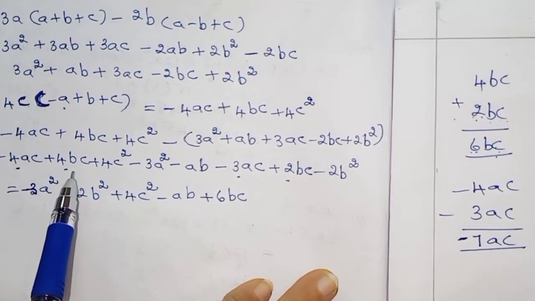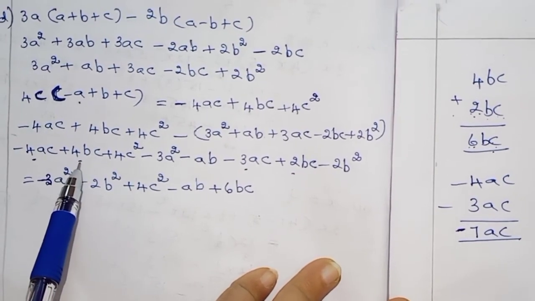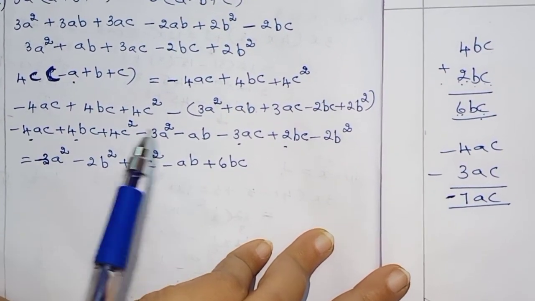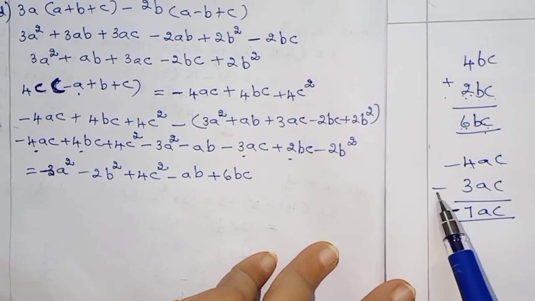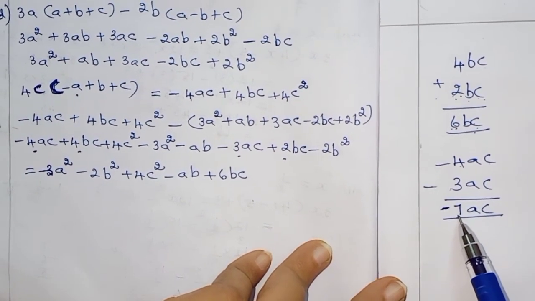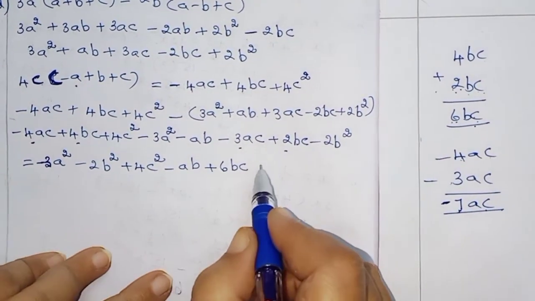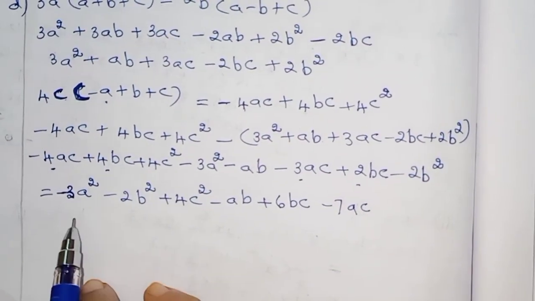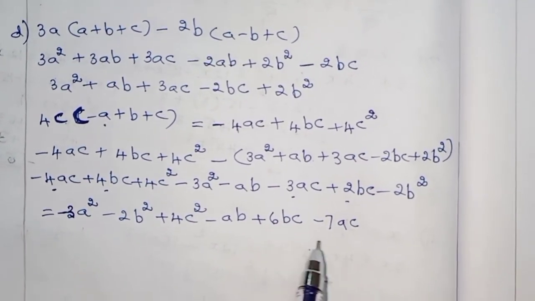Then what are the other like terms? What is meant by like terms? Already I explained this. If you observe, the other like terms are minus 4ac minus 3ac. Both are negative numbers, so we add, and we get a negative number. Minus 4 minus 3 is minus 7ac. So this is the answer: minus 3a square minus 2b square plus 4c square minus ab plus 6bc minus 7ac.